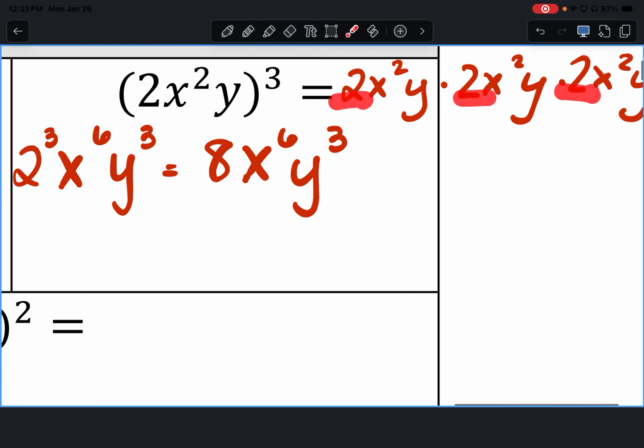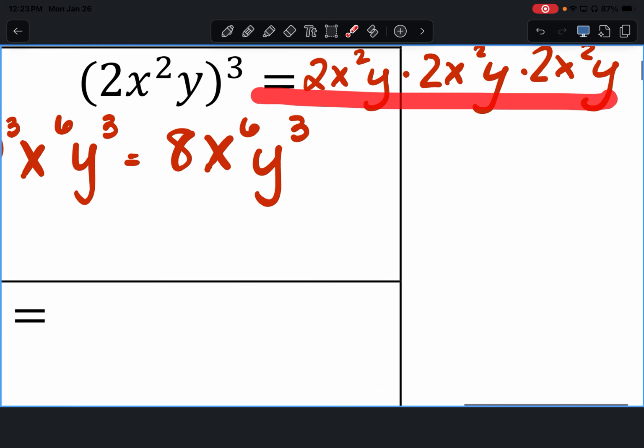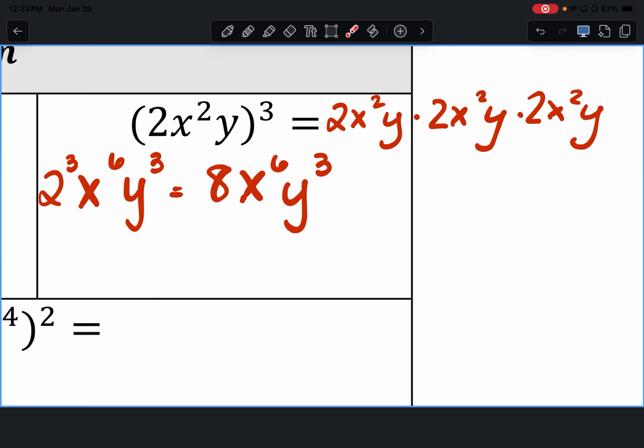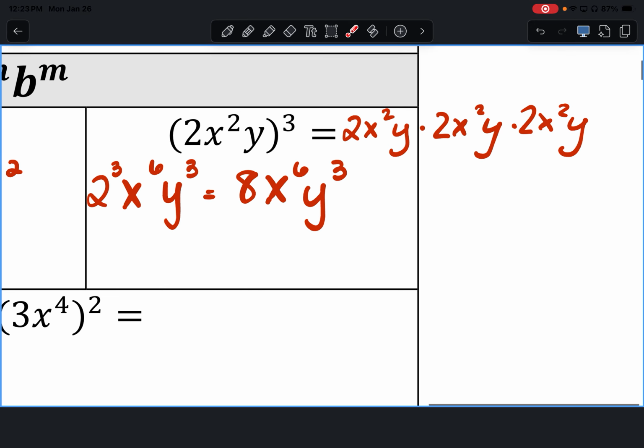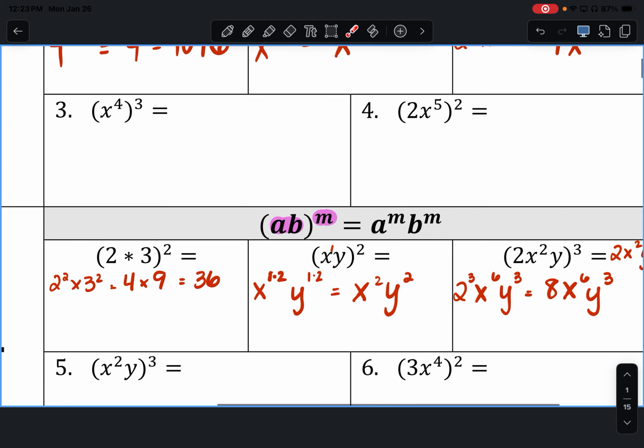And so us just writing it as cubed is just a shorter way to write it than writing out this whole thing, okay? Then we would have x squared times x squared times x squared. So 2 plus 2 plus 2 would give us 6, so x to the 6th. And then we have y times y times y, which would give us y to the third. But that's what's happening there. Does that help? Okay. So I want y'all to do 3, 4, 5, and 6 if you haven't already.